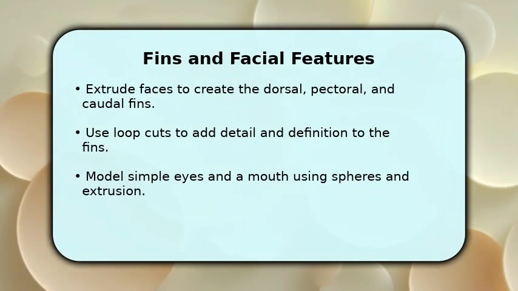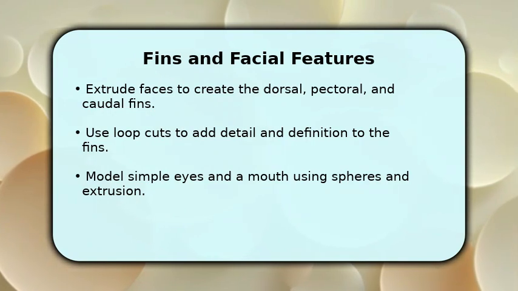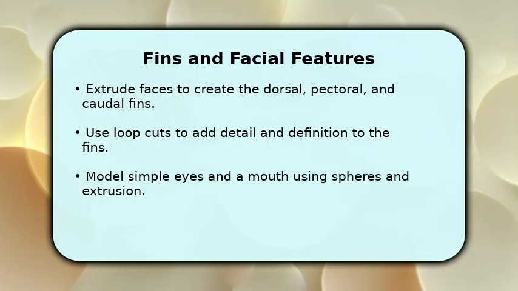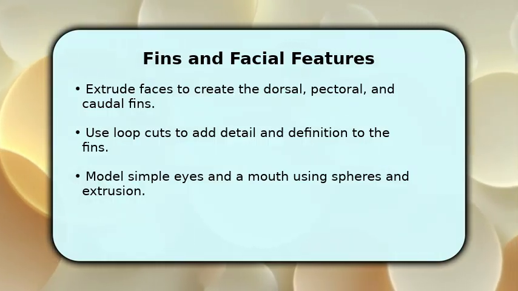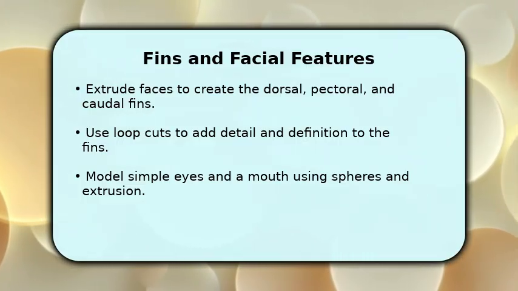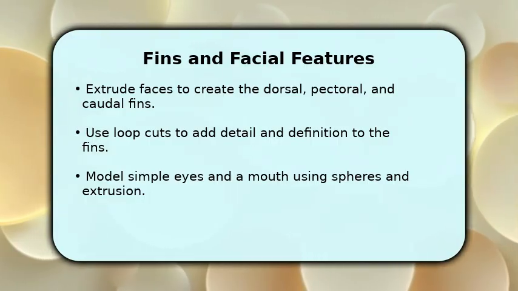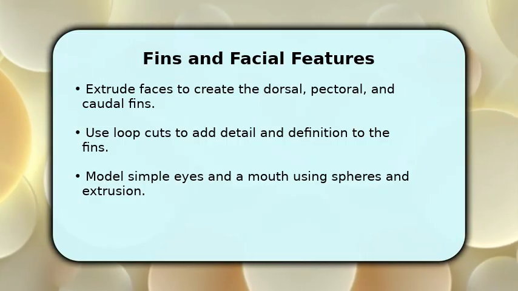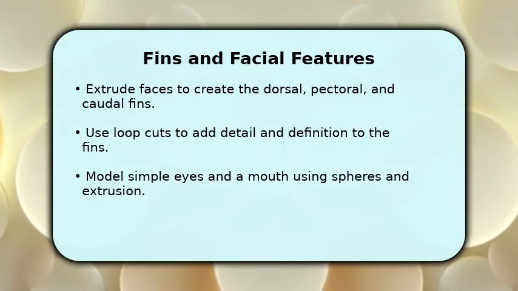Next, let's add the fins. Select faces on the top, sides, and back of the body, then extrude them outwards to form the dorsal, pectoral, and caudal fins. Use loop cuts to add more geometry, allowing for finer shaping and a more organic look. For the eyes, add 2 small spheres and position them on the head. Extrude a small indentation for the mouth.